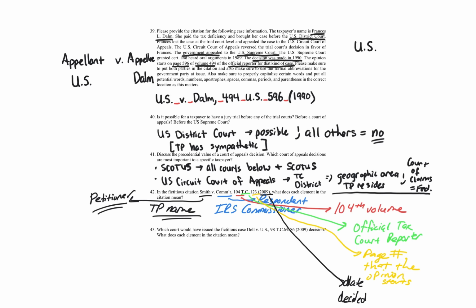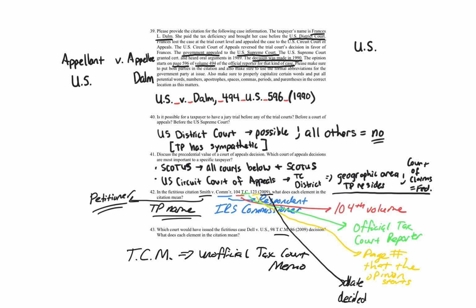Let's go to question 43. Which court would have issued the fictitious case Dell versus U.S., 98 TCM 86 2009 decision? Okay, what does each element in the citation mean? Let's take a look at this. And you're probably going to hate me for this, but this is actually a trick. Dell versus U.S. TCM. So TCM, what do you think that stands for? That is the unofficial tax court memo reporter. TC memo is the official one, but that's the unofficial.